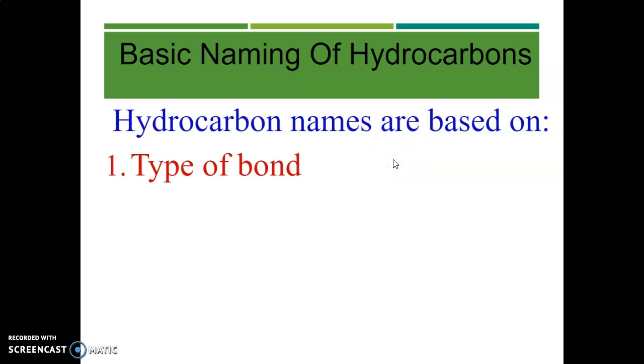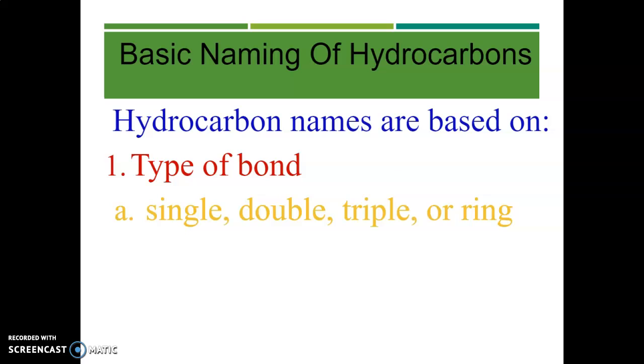Number one, the types of bonds that are involved. Do you have a single bond? Do you have a double bond? Is there a ring? We'll talk about naming compounds with rings in another lesson, but those are some of the things that you should be thinking about. The second thing is, how many carbons do I actually have in this compound? Do I have 5 or 6 or whatever?